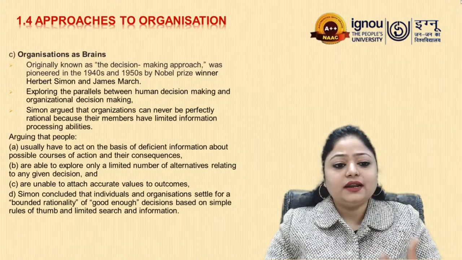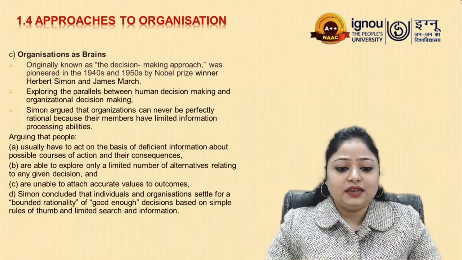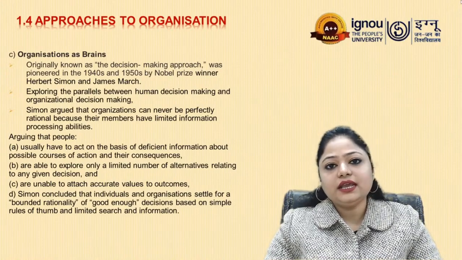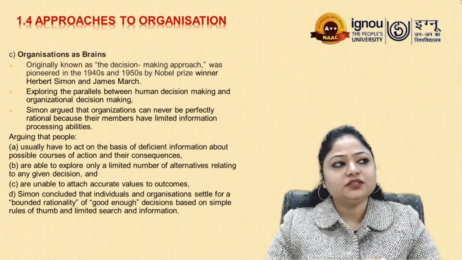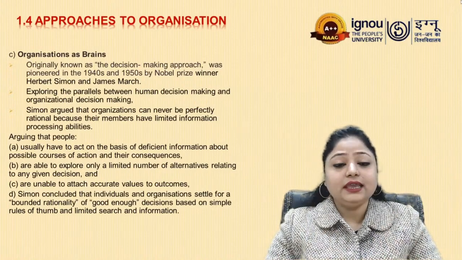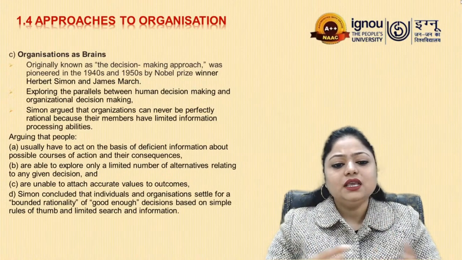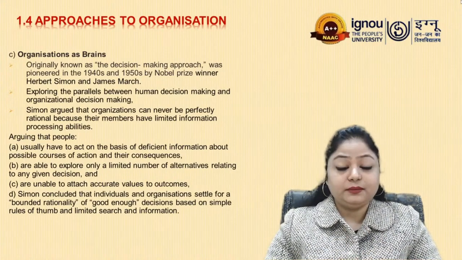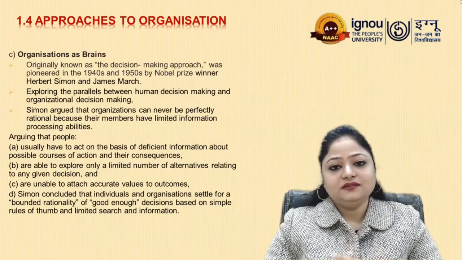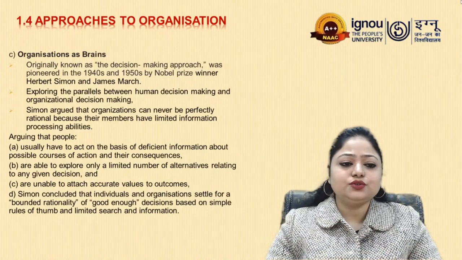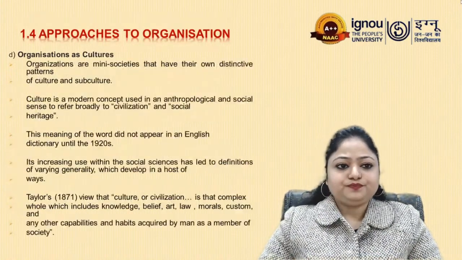So, unable to attach accurate values to the outcomes, Simon concluded that individuals and organizations settle for a bounded rationality of good enough. So we think whatever we have decided is good enough in that particular situation, based upon simple rules of thumb and limited search and information at our hand. So organizations can be understood as brains also.